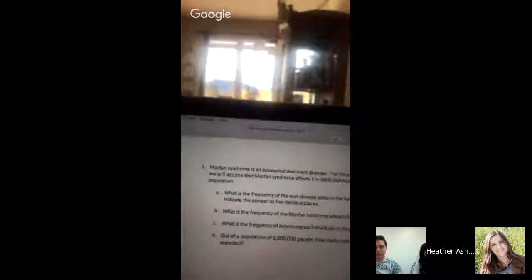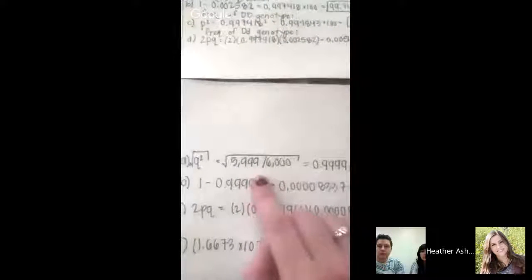Okay, great. So for number 3, it talks about Marfan syndrome. It says that it's an autosomal dominant disorder and affects 1 in 6,000 individuals. The first question asks what the frequency is of the non-disease allele in the human population. You figure that out by taking the square root of q, the square root of 5,999 over 6,000, which equals this number here, times 100, which is 99.9916%.